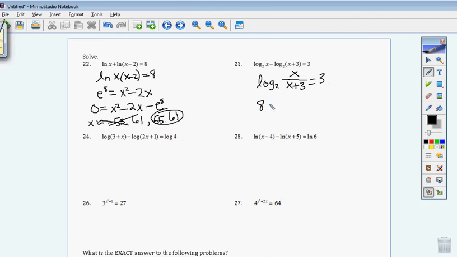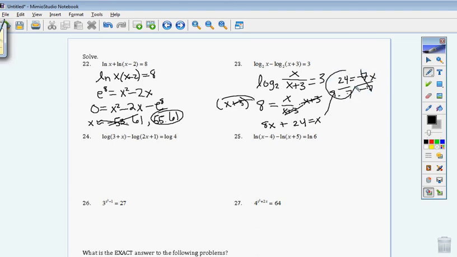So I got 8 equals, and then we got, what's that going to be? x over x plus 3. So then we just go through solving. Multiply by x plus 3 to both sides. Distribute. We're going to have 8x plus 24 equals x. And then we're going to go up here and get, what is that going to be? 24 equals negative 7x. Divide by negative 7. This, but we can't have a negative because of here. So we're going to say no real solution to this problem here.